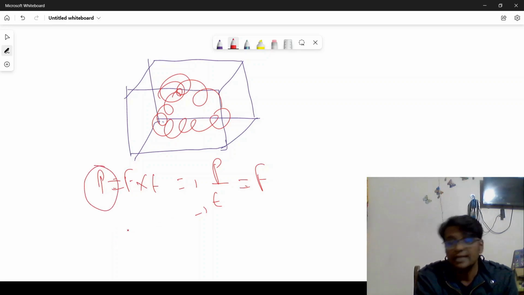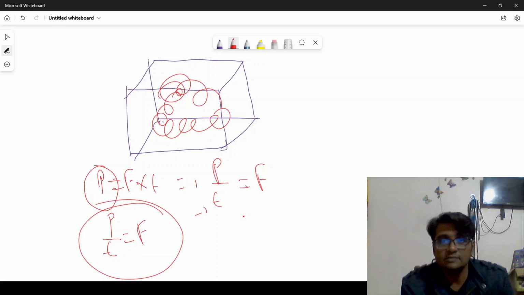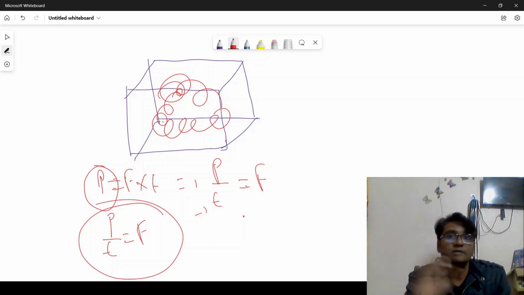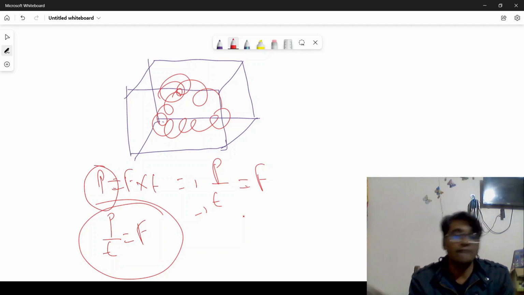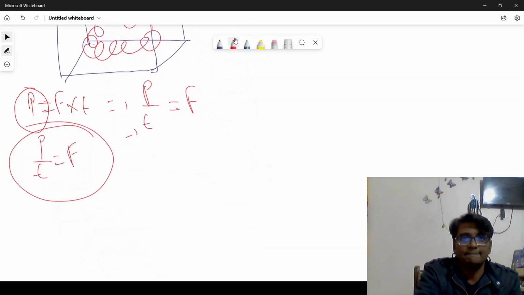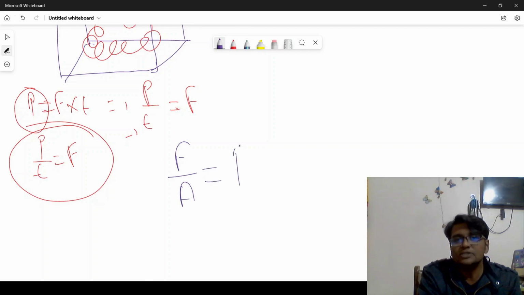So the molecules will be having some momentum, and momentum per unit time is the force they exert on the walls. When molecules of the gas are in motion, they have momentum, and the momentum per unit time will be the force. If they are exerting force on the walls, then the force acting per unit area is known as the pressure.